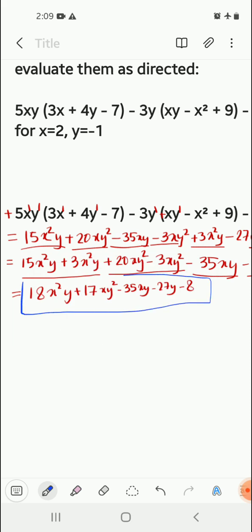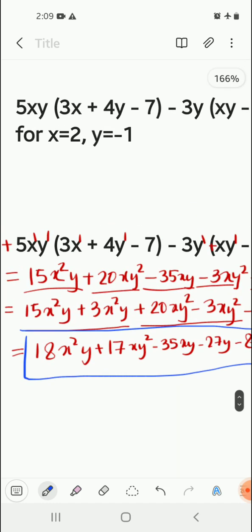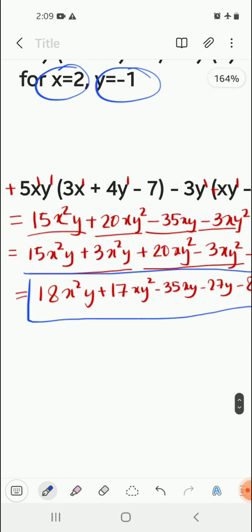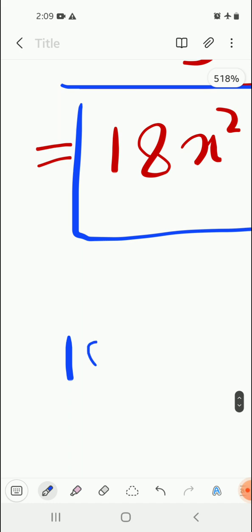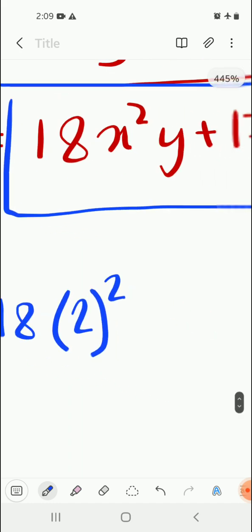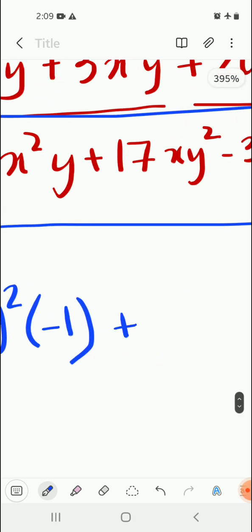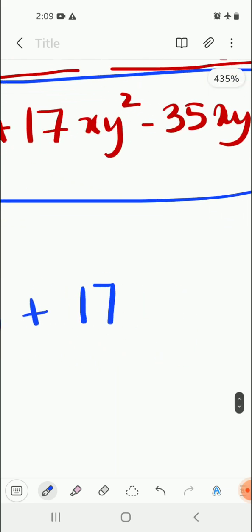Now see, the second step, we are asked to evaluate, and here it's given that the value of x is 2 and value of y is minus 1, which means we are going to substitute the value of x in this expression with 2 and y with minus 1. So let's do it. First is 18. In place of x, we are going to write 2. So x square is 2 square. Instead of y, we are going to write minus 1. Replace it.